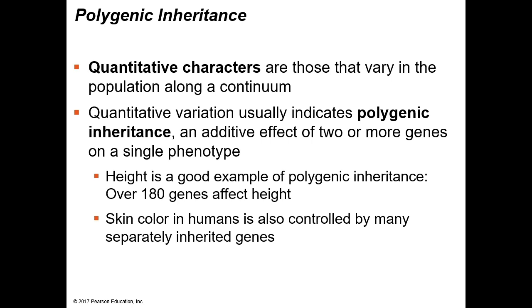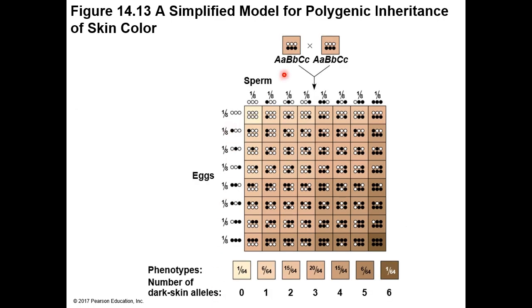Skin color in humans is also controlled by many separately inherited genes. So here we can see how multiple genes, gene A, gene B, and gene C, are going to affect the skin color, or which shade of skin color you have. And due to having multiple genes determining a single phenotype, we can have a lot more combinations or a lot more variety of traits.